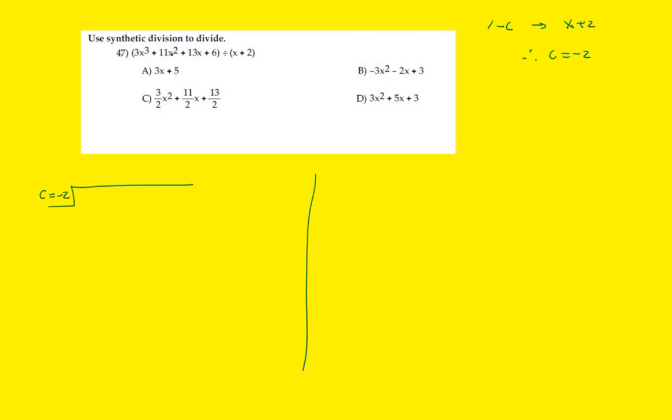So it's negative 2. And then we put here the coefficients: 3 for the x cubed, 11 for the x squared, 13 for the x, and the constant is 6. The first step, we drop 3. And then negative 2 times 3 is negative 6. We add these two and you get 5. Then again, negative 2 times 5 is negative 10. We add these two and we get 3. Negative 2 times 3 is negative 6. And we add these two and we get 0.